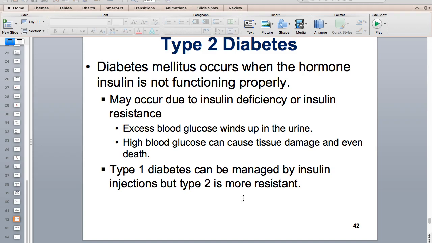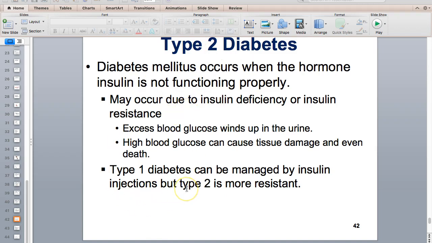Insulin's job is to take glucose from the blood and bring it inside your cell so that it can be used to produce ATP and used for energy. If you have high glucose levels in the urine or in the blood, it indicates that your body is not able to take that glucose in, and it's super, super dangerous. Type 2 diabetes is really due to this hormone not functioning properly.